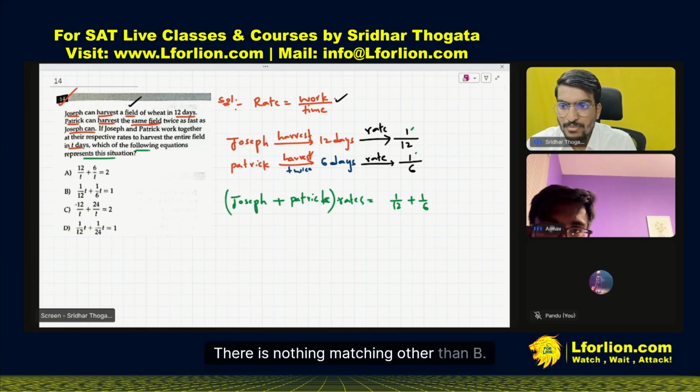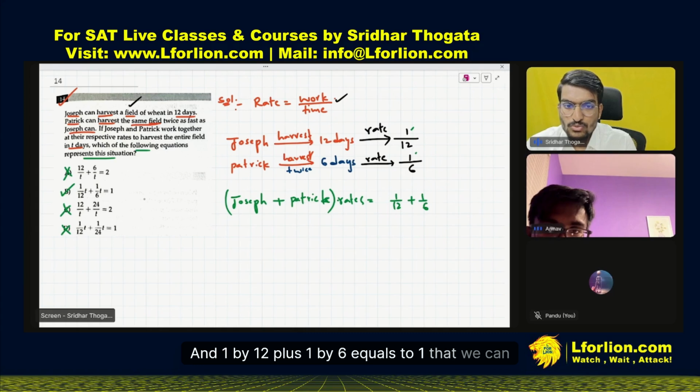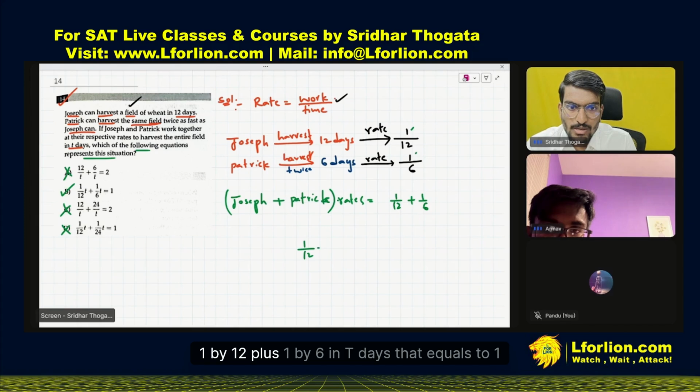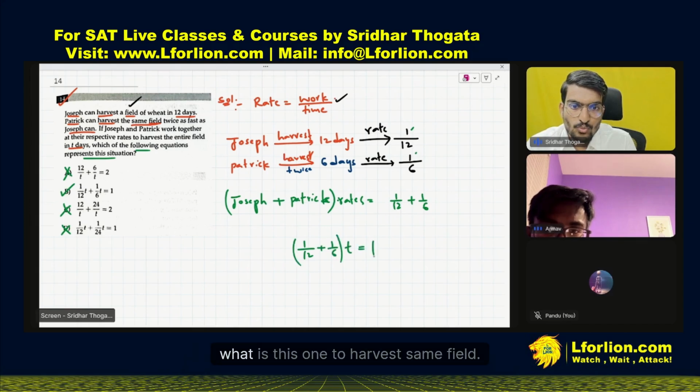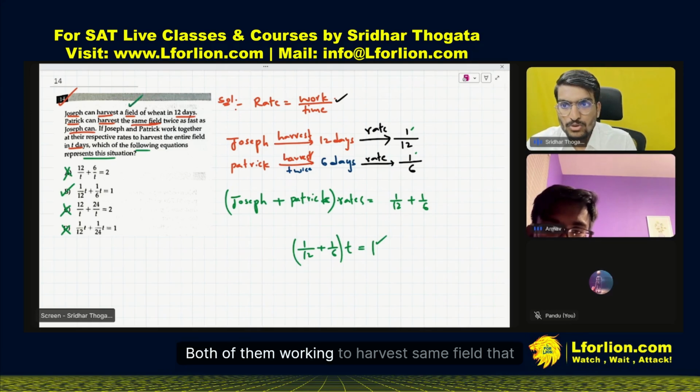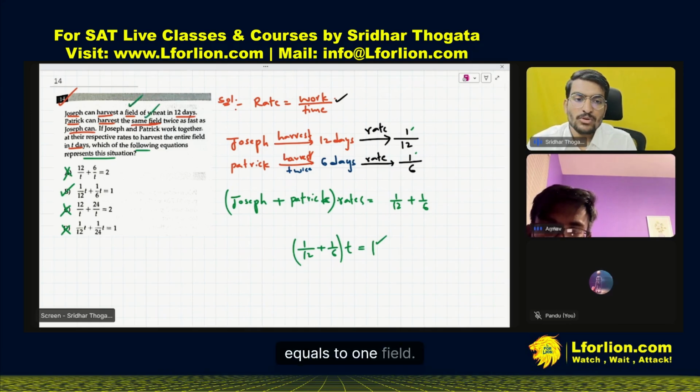There is nothing matching other than B. Option C is not matching. Option D is not matching. Option A is also not matching. And 1 by 12 plus 1 by 6 equals 1, which we can also write in that format: 1 by 12 plus 1 by 6 in T days equals 1. What is this 1? Both of them working to harvest the same field. That equals one field. That's what we are taking. Got it? Yep. That's option B.